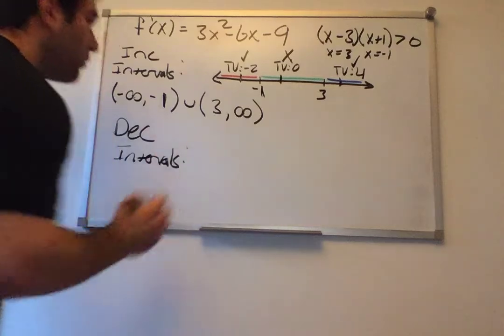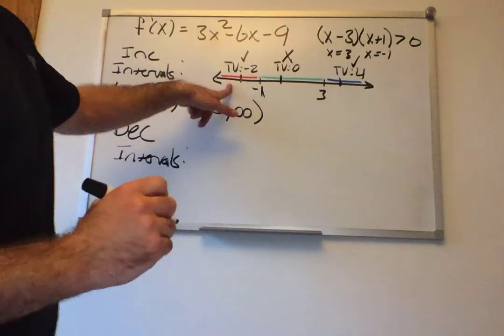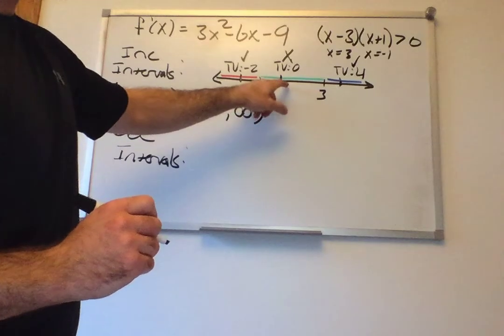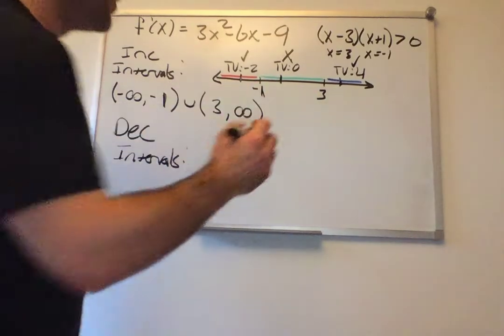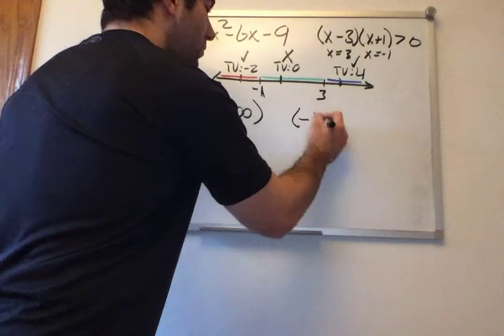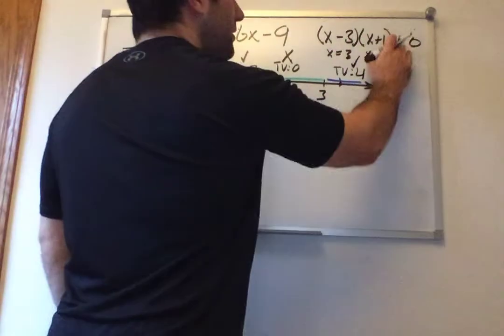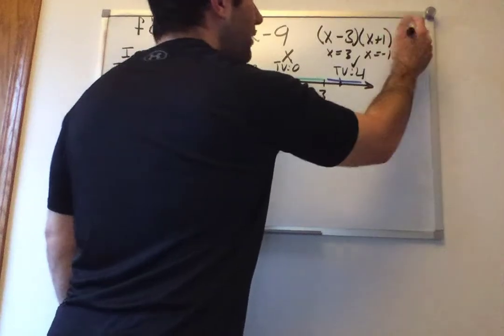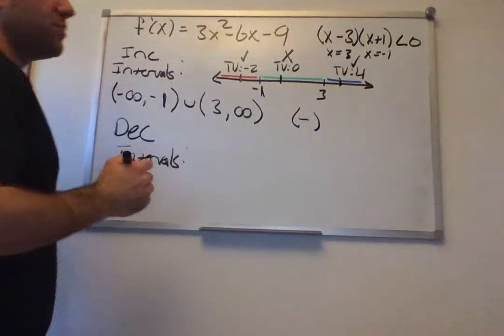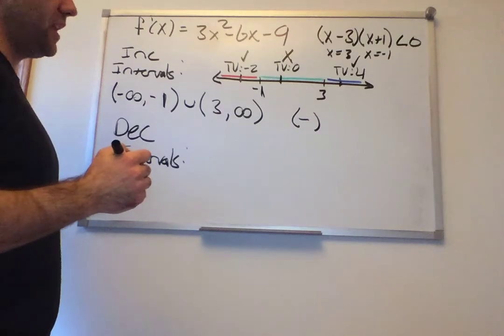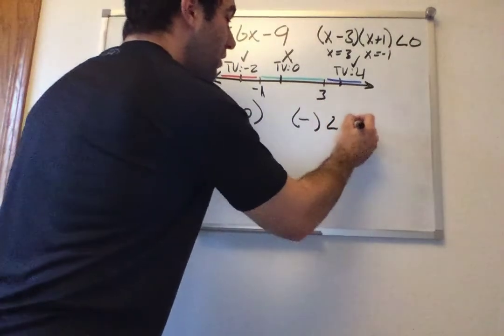So now, if you want to find the decreasing intervals, you pretty much did the work already. Okay, if this was an increasing interval and this was an increasing interval, this one, if we found the test value earlier, it ended up being a negative number. And if you recall, the only difference when doing this with the decreasing intervals is switching that to being less than 0 instead of greater than 0. So this would be less than 0.